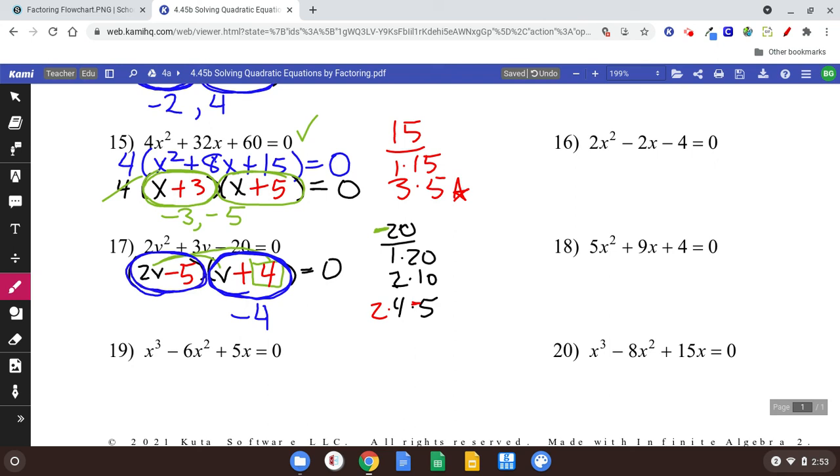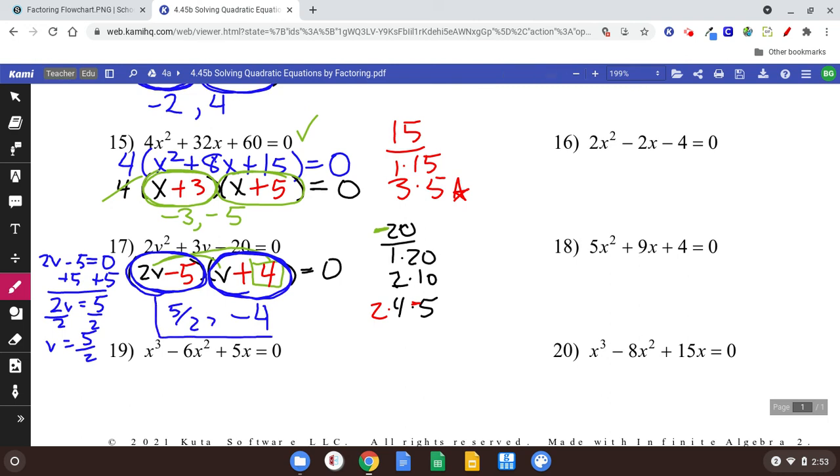Okay, but think about what we're doing algebraically. Algebraically, we're saying, where is this 2v minus 5 going to equal 0? So technically what we're doing is we're going to add 5 and divide by 2. And we get positive 5 over 2. Positive 5 over 2 is your other answer.